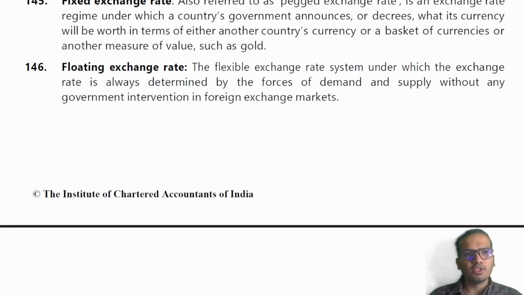Then comes number 146, floating exchange rates. So the flexible exchange rate system under which the exchange rate is always determined by the forces of demand and supply without any government intervention in foreign exchange markets.